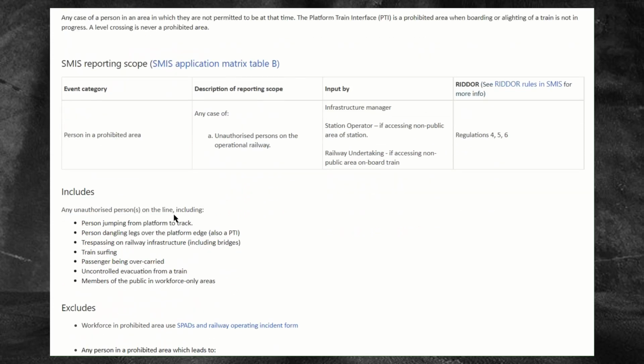Next, we have a list of what types of events are included under person in prohibited area, which include things like people dangling legs over platform edge, train surfing events, passengers being overcarried into yards, depot sidings, and uncontrolled train evacuations.